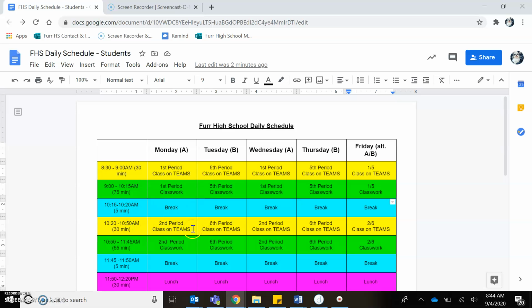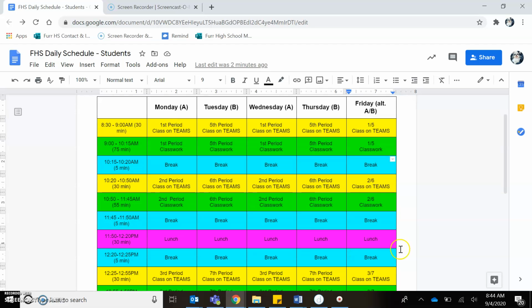The second period, the first 30 minutes, you're live with your teacher. They're teaching you new material. The second 55 minutes, you're doing your classwork. You're in the hub, you're on a Google thing, you're doing some kind of assignment or working, and then we have a break. Then we have lunch, and then we have another break.